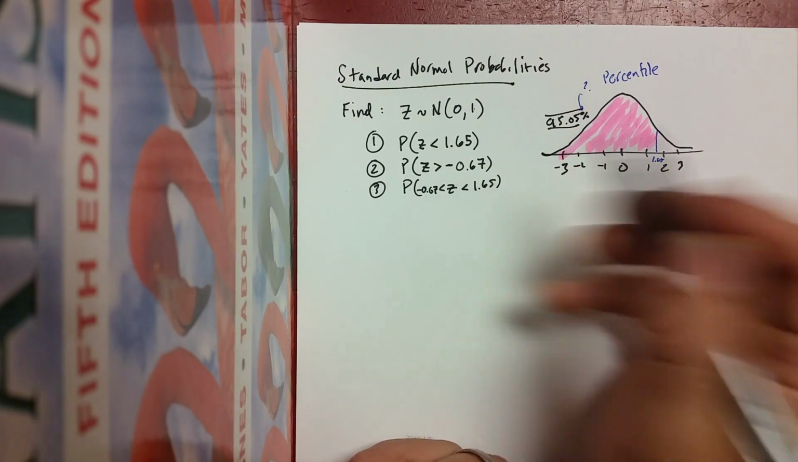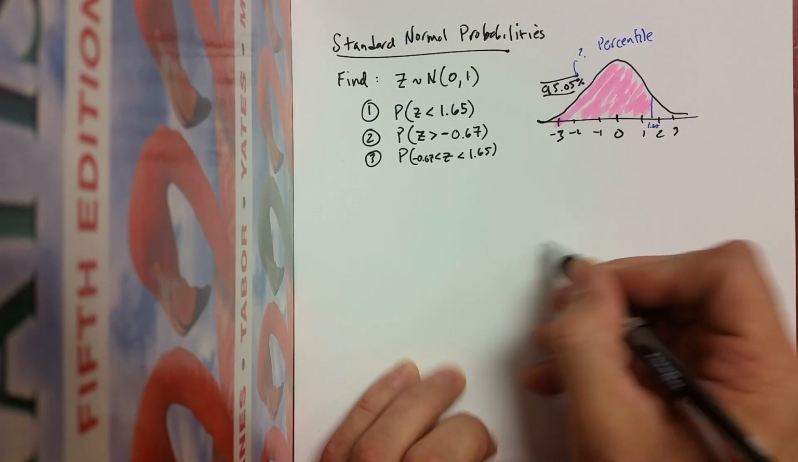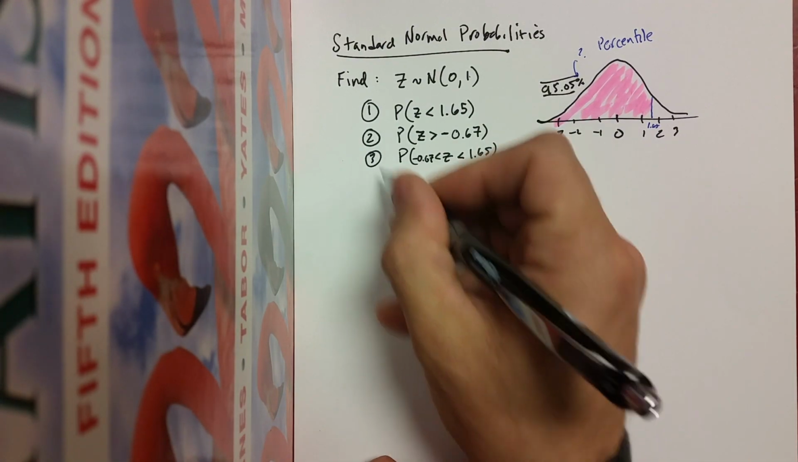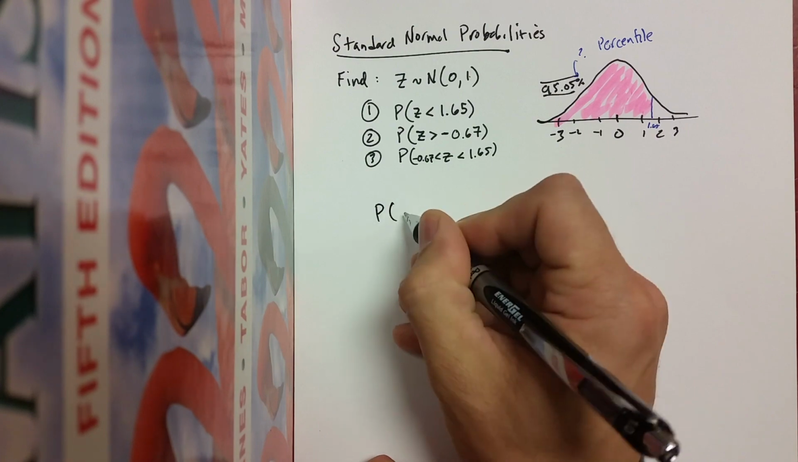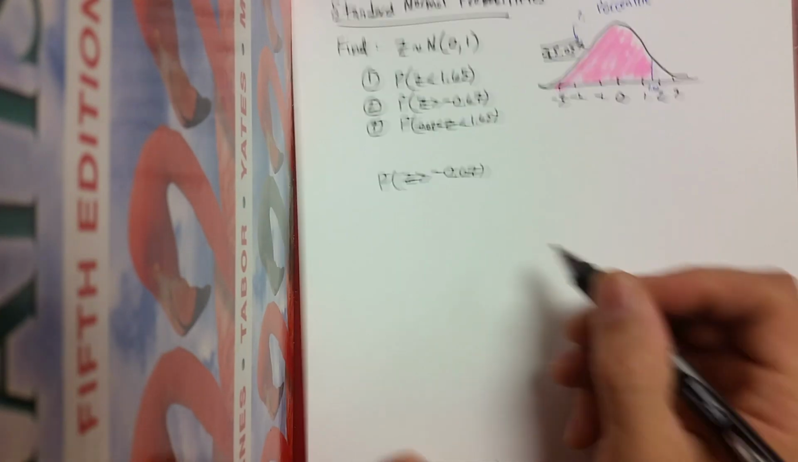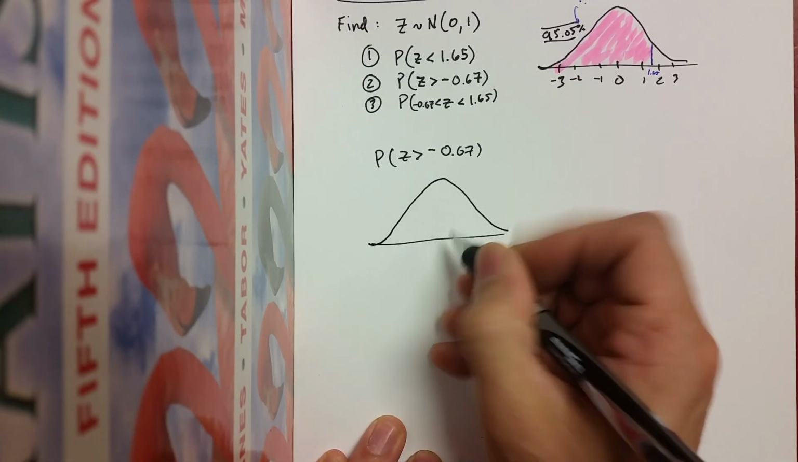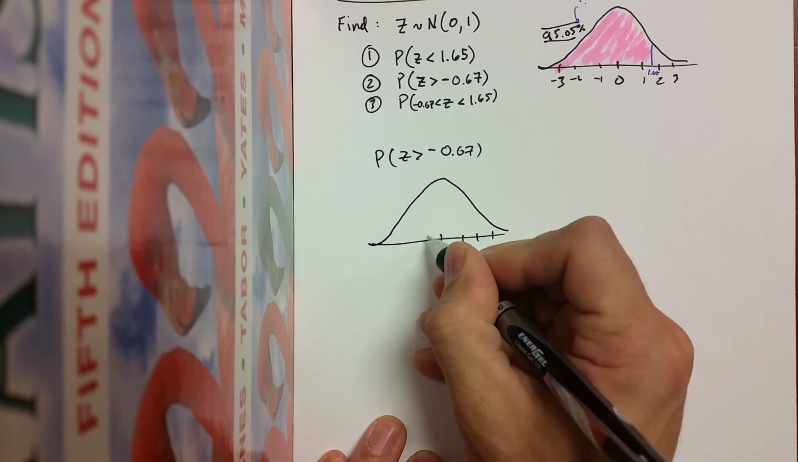Z is greater than negative 0.67. I'm going to draw another normal curve real quick. In fact, we're going to look at two ways of calculating this probability that Z is greater than negative 0.67. First, let's sketch. I like drawing normal curves. That one was kind of sucky, but whatever. 1, 2, 3, 1, 2, 3.